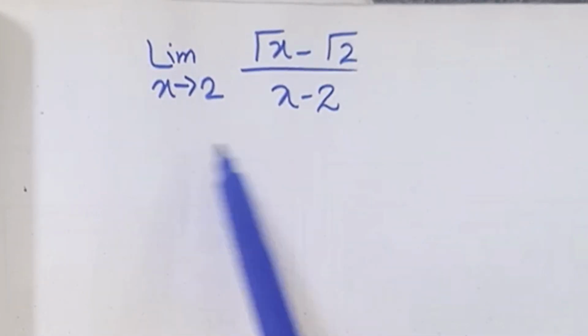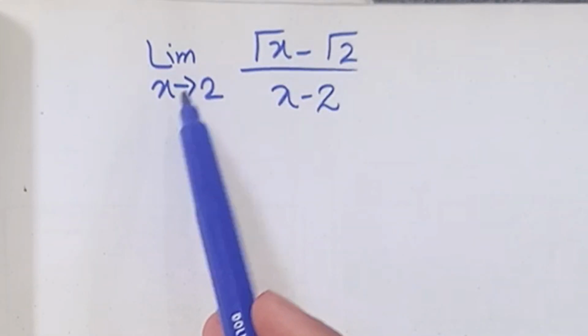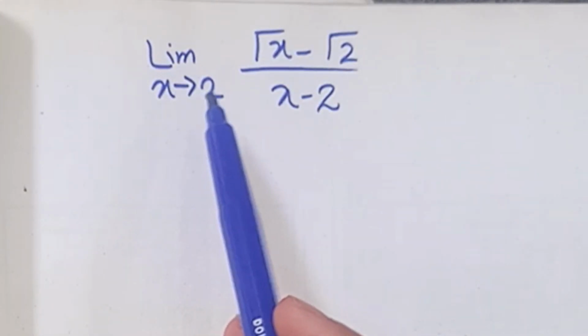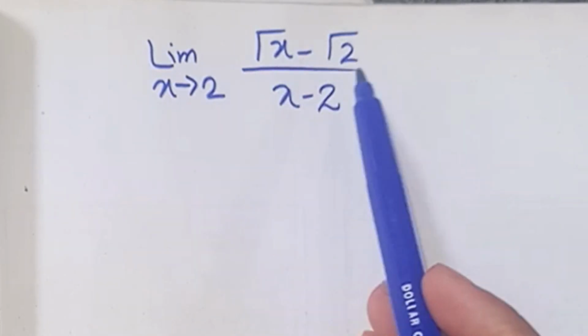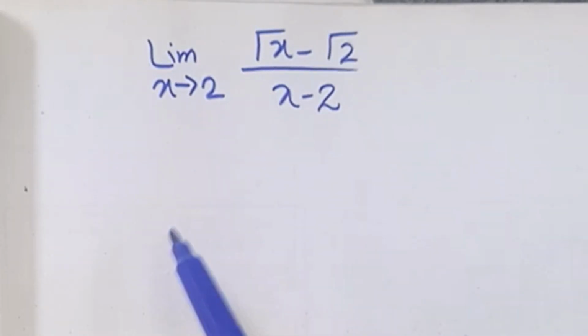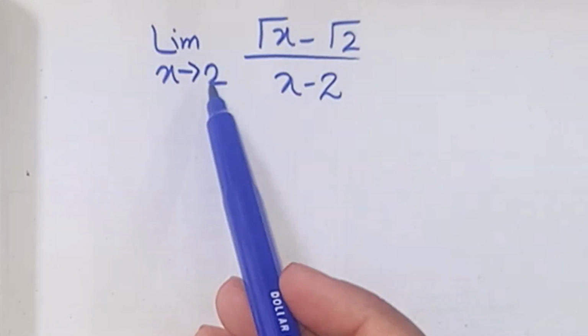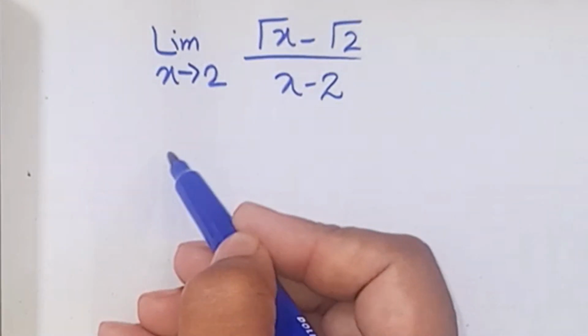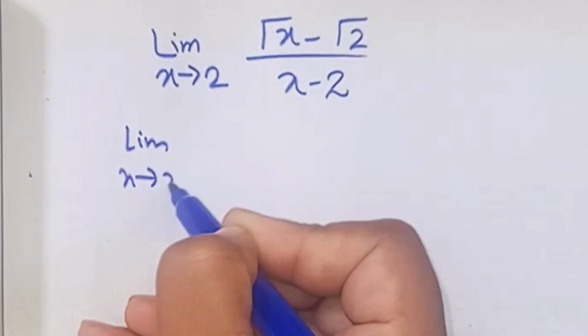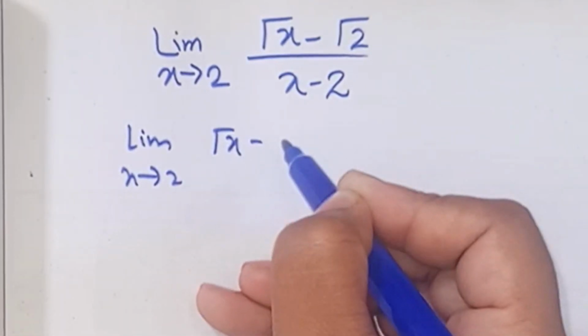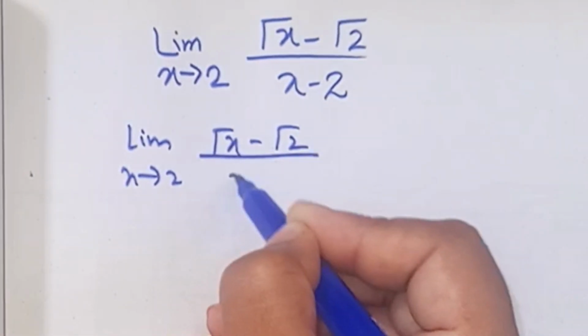Hello, good day everyone. Let's try to find the limit of this function: the limit as x approaches 2 of (square root x minus square root 2) over (x minus 2). So let's start. It's given that x approaches 2. In the first step, we have the limit as x approaches 2 of (square root x minus square root 2) over (x minus 2).